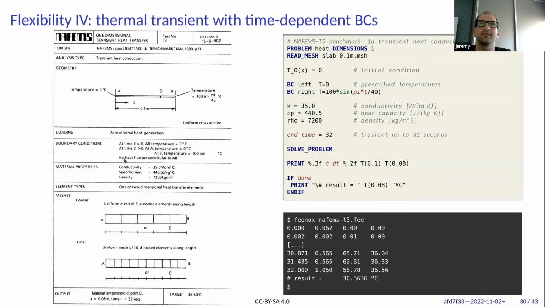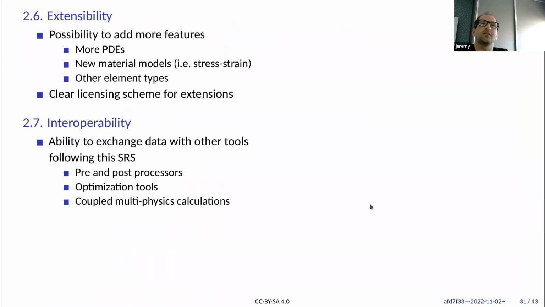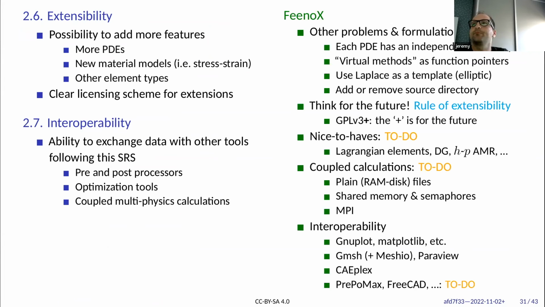Again, an illustration of flexibility. Extensibility, this is something that the tender asks for. In principle, there's a template, and each formulation, each problem, Laplace, heat transfer, linear elasticity, even neutronics, has its own directory. You can copy a directory and use it as a template for a new formulation. You can remove a directory and recompile, and magically FeenoX will not be able to support that problem anymore.